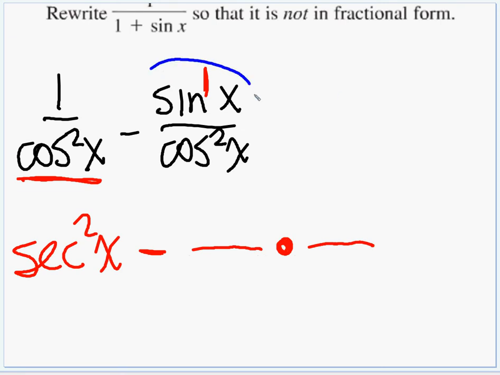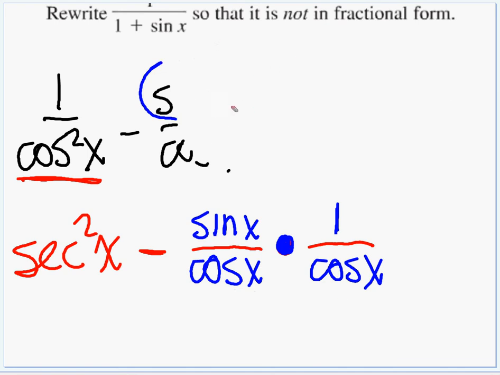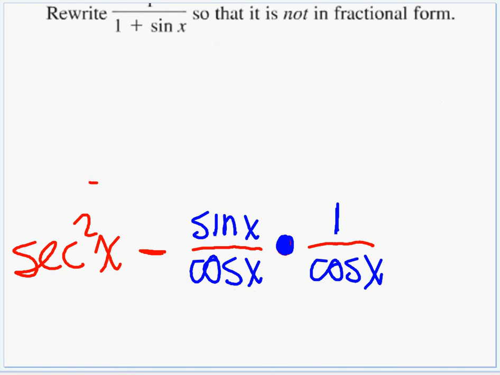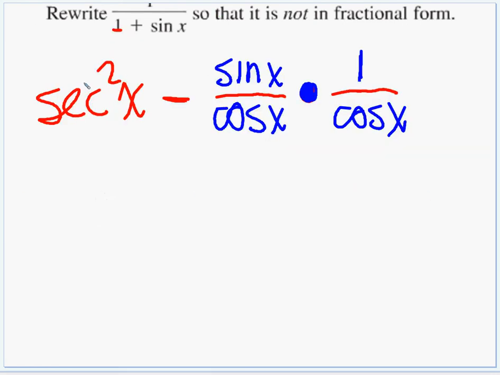The numerator, sine to the first, is going to be sine x. And then I guess we just multiply that by 1 so we wouldn't change it. We need a placeholder over here for our second fraction. Our denominator is cos squared, and since we're breaking this into two multiplied fractions, we can write this as cos x times cos x. Okay, we're pulling it apart. Now, let's see what we can do with each of those individual pieces.